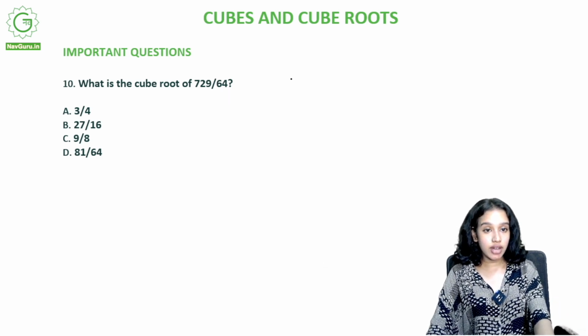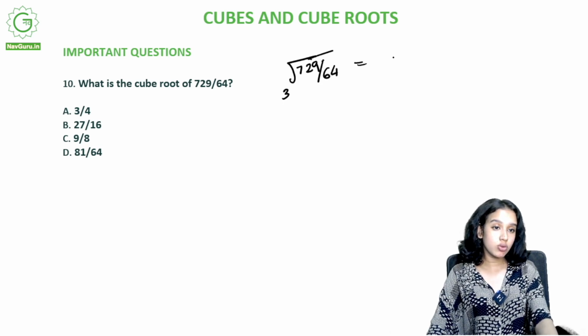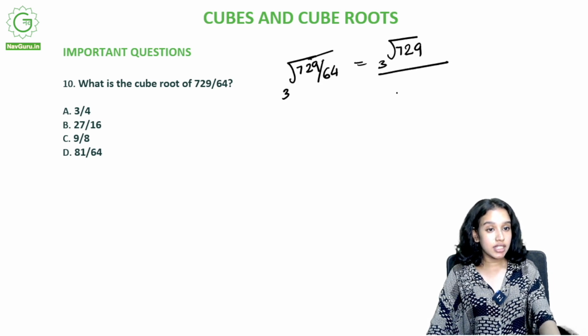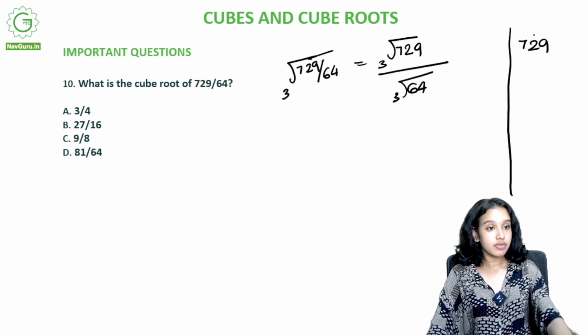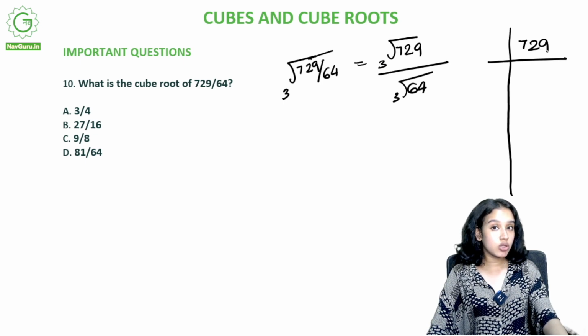Now, what is the cube root of 729 divided by 64? So we have to find the cube root of 729 divided by 64. This is equal to the cube root of 729 divided by the cube root of 64. So let's find what is the cube root of 729. Is this divisible by 2? No. Is this divisible by 3? Let's see. 9 plus 2 is 11, 11 plus 7 is 18. Yes, it is divisible by 3.